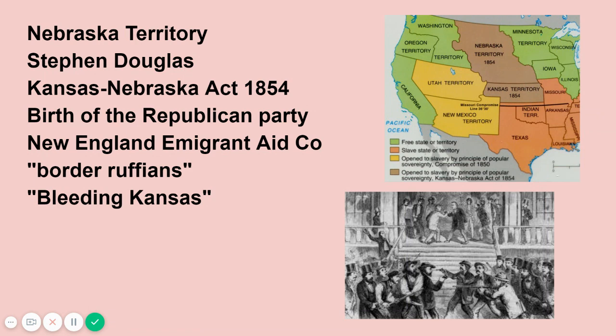As this compromise was passed, the reality of making it happen became very difficult, especially in the territory of Kansas. Nebraska, it was easy to form that into a free territory because they were not practicing any form of slavery there. However, there was slavery in Kansas.